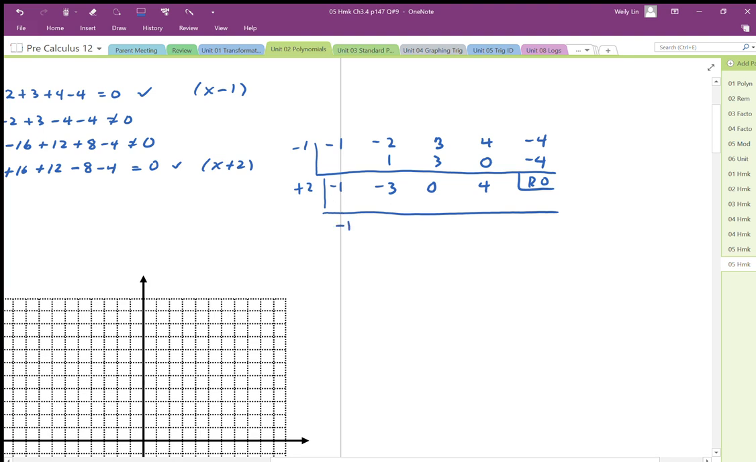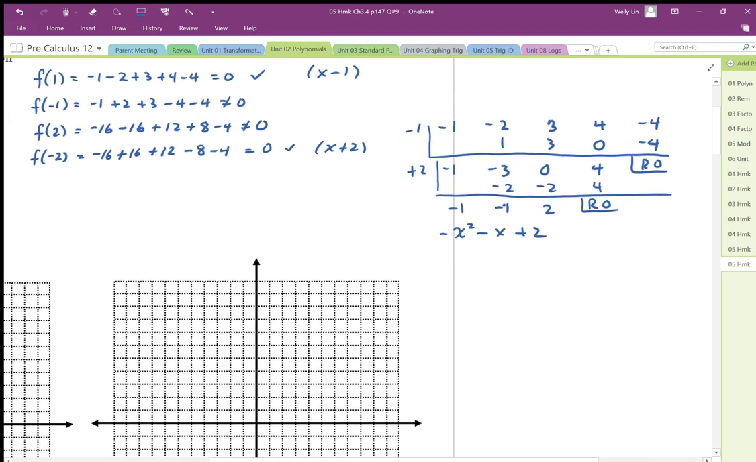So again, bring down my negative 1. I end up with, in this case, negative 2, so 3 minus negative 2 is negative 1. That's going to be negative 2, so it's going to be positive 2. So again, I get a remainder of 0. That's what I'm looking for. So my remaining quadratic is negative x squared minus x plus 2.